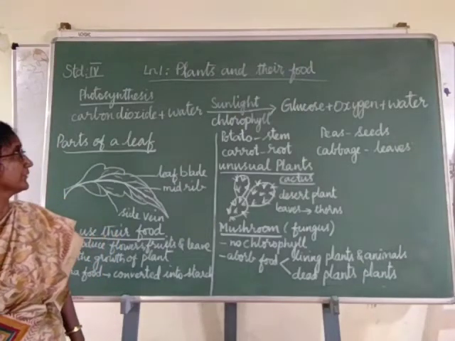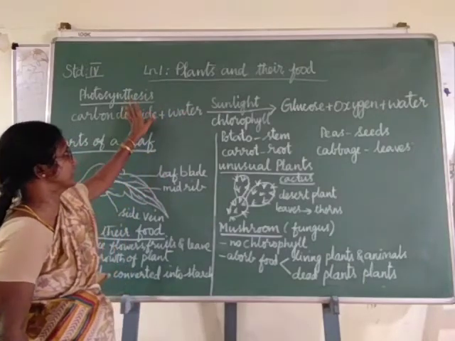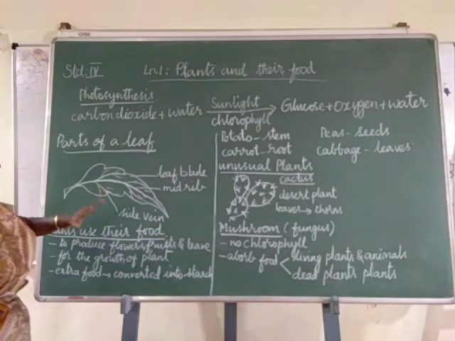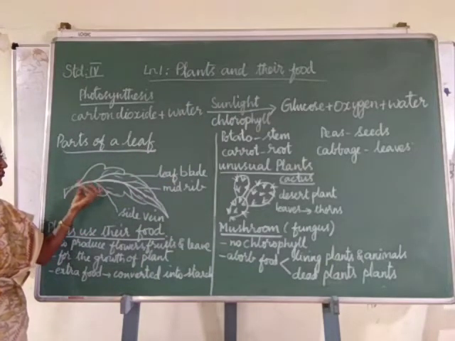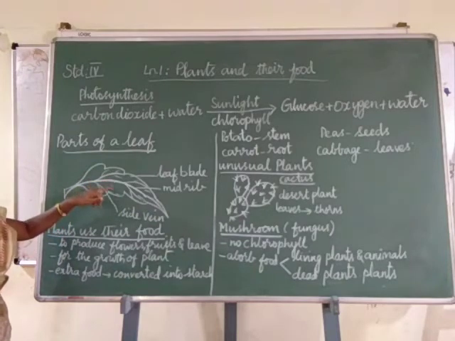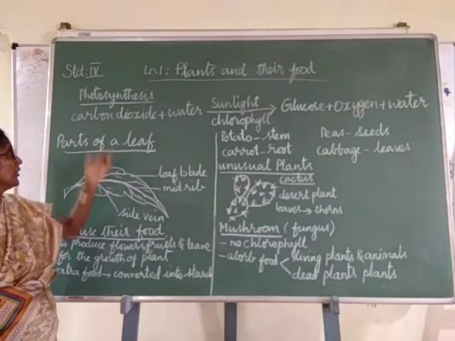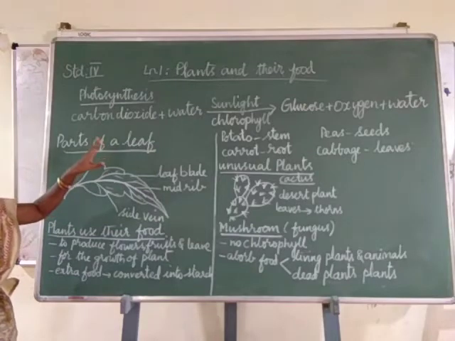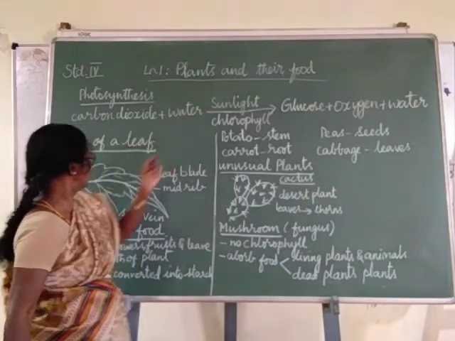Good morning, children. In this lesson, we are going to learn about the process of photosynthesis, that is, how plants make their food. We all know that plants are green in color, especially the leaves, because of the substance chlorophyll in them. The process of preparing food by leaves is called photosynthesis. What are the things needed for photosynthesis? Carbon dioxide, water and sunlight.